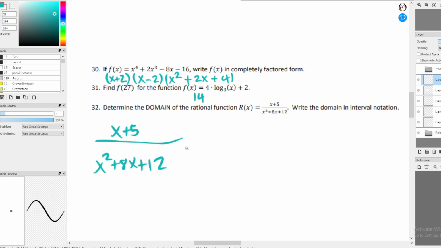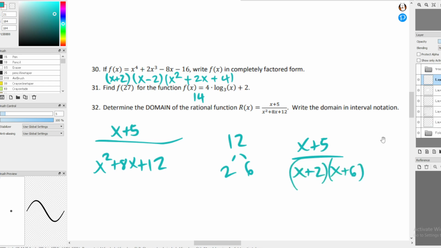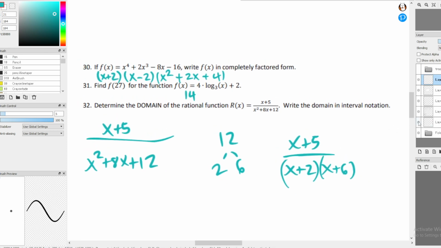1 times 12 is 12. We have 2 and 6, which seems like our lucky winners. So we'll get x plus 5 over x plus 2, x plus 6. Those are our factors. And so our problems, what x cannot equal, is -2 and -6.